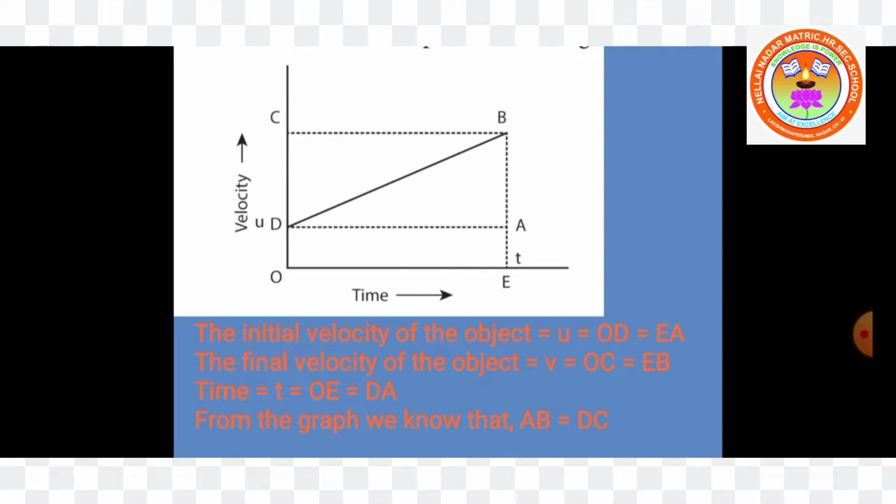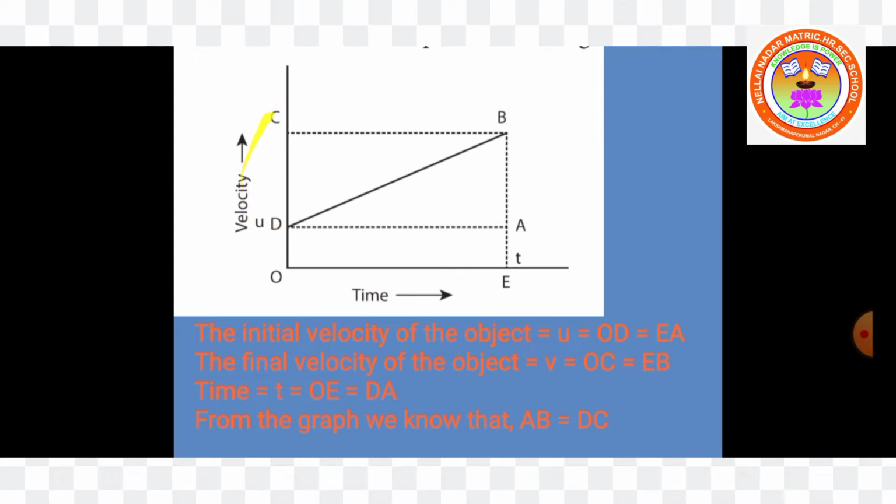Next, we are going to calculate the time. Initially the time is 0, and finally it reaches the point E. Now we take the time as t. So we can write the time t is equal to OE, which is also equal to DA. From the graph, we also know that AB is equal to DC.